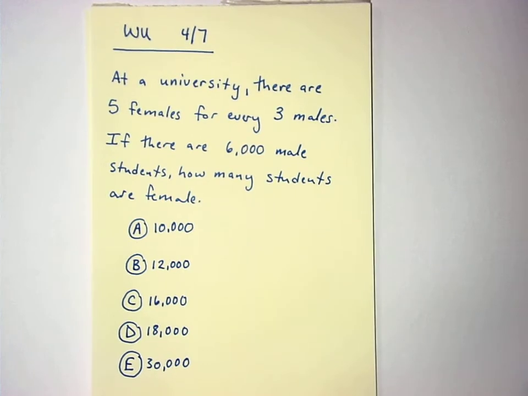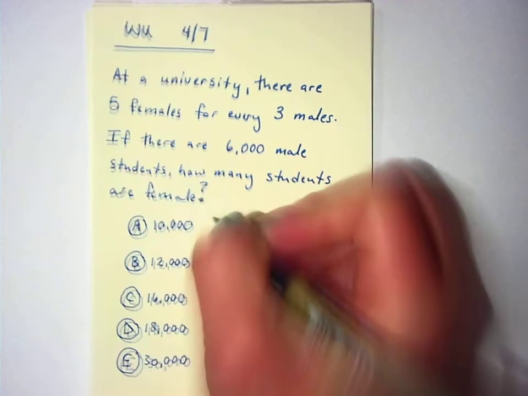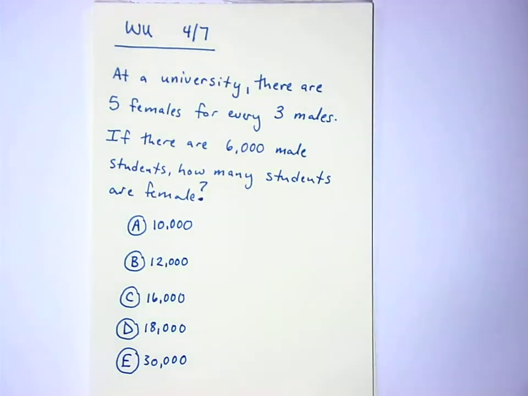It says, at a university, there are 5 females for every 3 males. If there are 6,000 male students, how many are female? Except there's no question mark. What I'm going to try to do for the next couple weeks is that my warm-ups will sometimes be silly things, because that's who I am, I'm a silly person. And sometimes there'll be problems like this, which is an ACT problem.